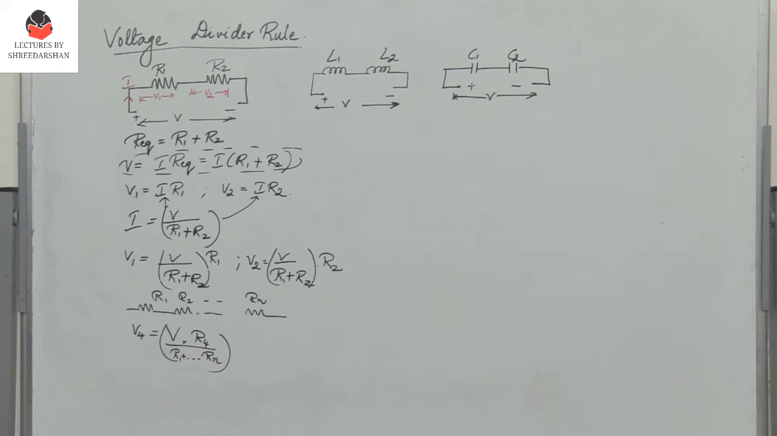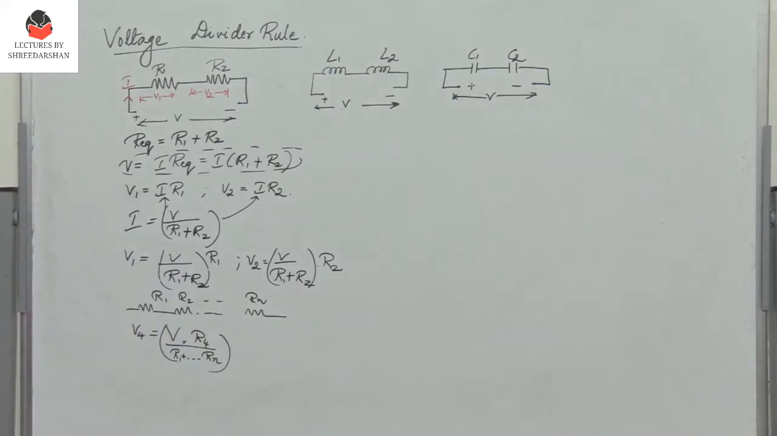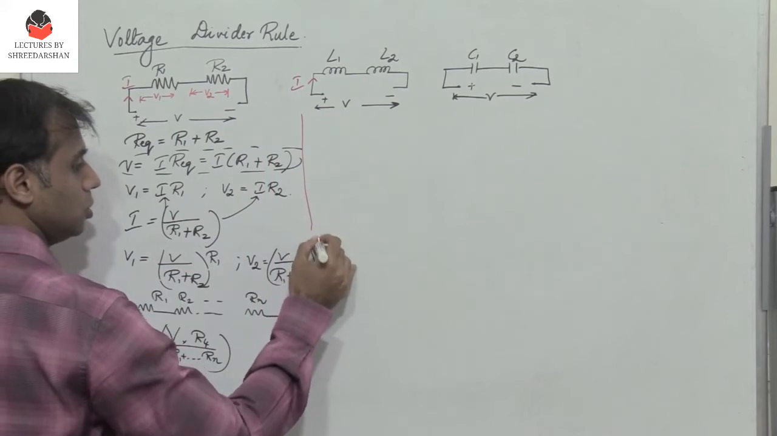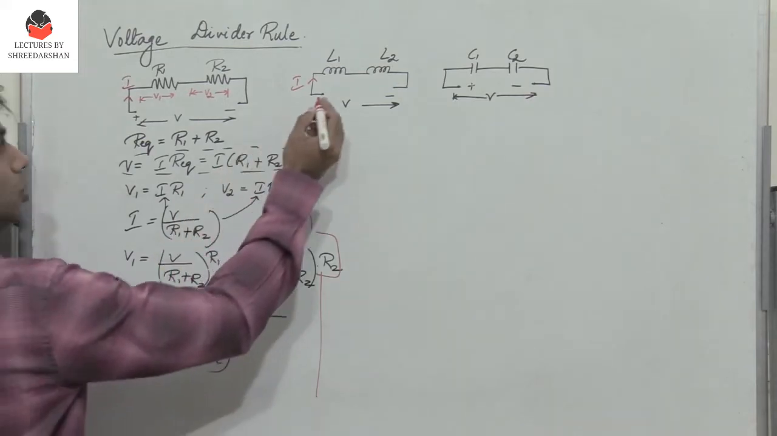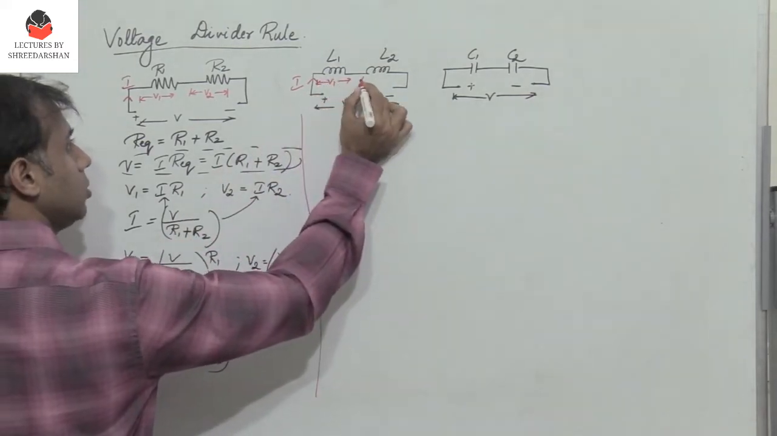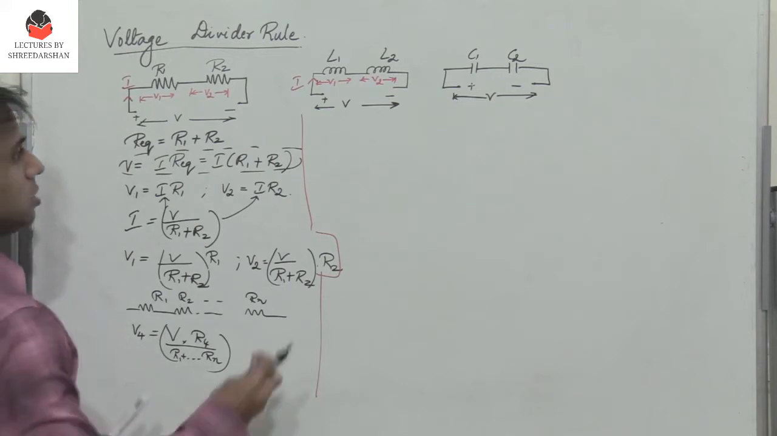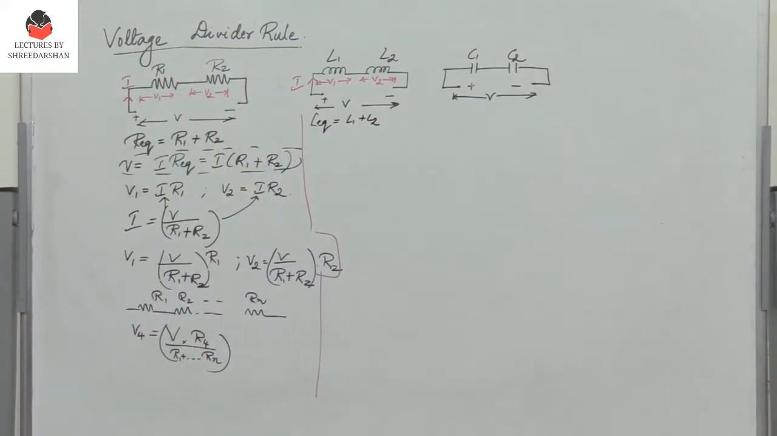Now let's find out what V1 and V2 would be in the case of two inductors. Similarly here also I have current I. The same current I flows through L1 and L2, and let the voltage across L1 be V1 and the voltage across L2 be V2. I need to find V1 and V2. And what is L equivalent? We know that L equivalent is L1 plus L2. When two inductors are connected in series, the equivalent inductance is just the sum of them.